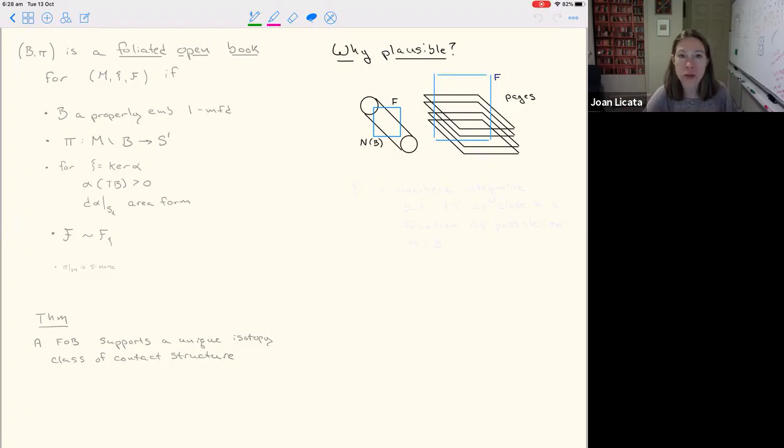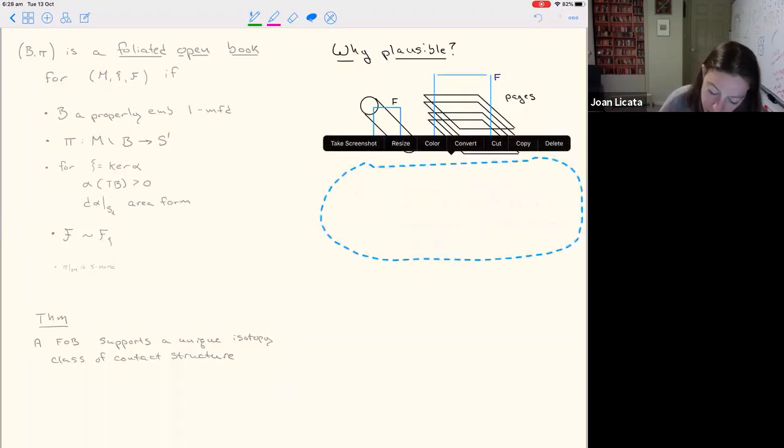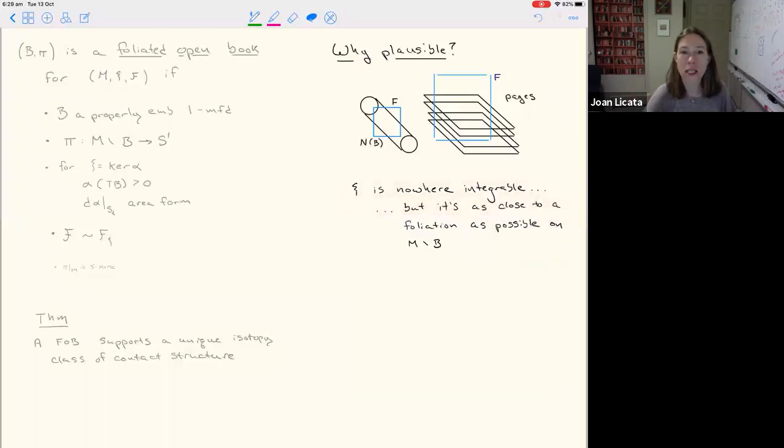Now what we want to think about doing in both of these parts is cutting by some surface, drawn here in blue as F. And what we notice is the following. The contact planes give you a nowhere integrable plane field because it's a contact structure. But away from the binding, this plane field is as close to being a foliation as is possible. I said we'd come back to this condition that d alpha restricted to each page is an area form. What this means, among other things, is that the contact planes don't flip over relative to the tangent planes of a given surface. So they can wobble around relative to a page, but they can't rotate around and around.